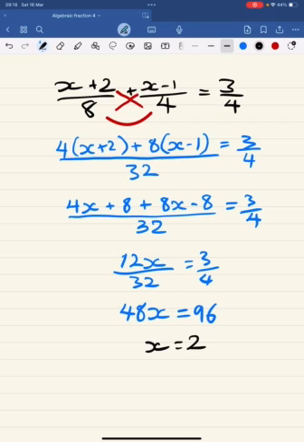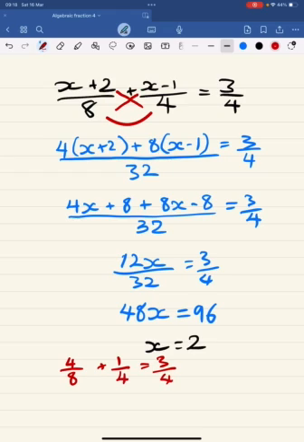When you have solved any sort of equation, always just substitute your number back into your original equation and make sure that it works out. So I'm just going to do that in red below. So I've got 2 plus 2 would be 4 over 8, plus I've got 2 minus 1 is 1, so 1 over 4 is equal to 3/4.